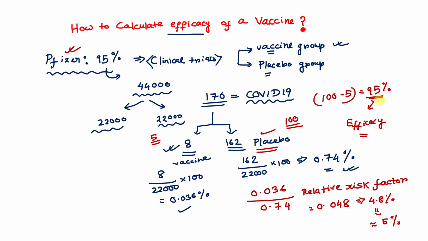From this efficacy equation, we understood that the higher the efficacy, the higher the chance that the person will not be affected by COVID-19. So friends, this is the way we can calculate the efficacy of any vaccine.